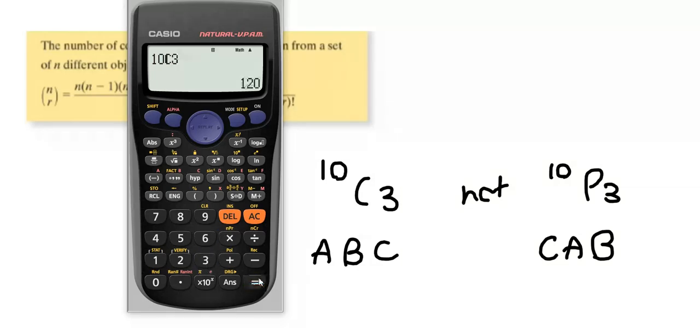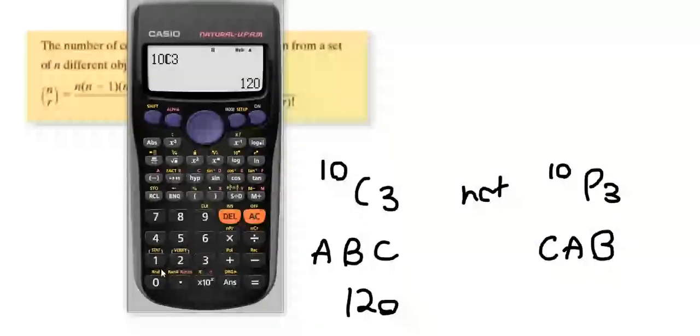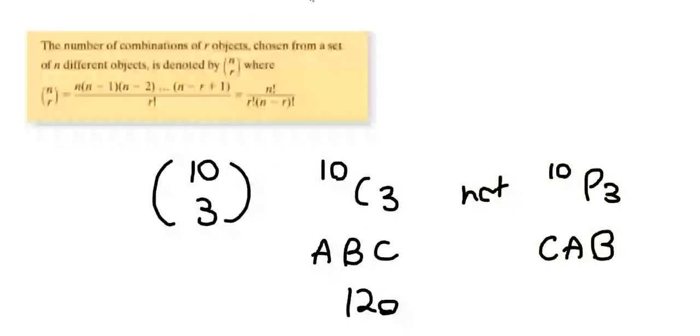3. 120, is that all right? Now, what would you expect the P answer to be? Too big or too small? Why is it too big? You can put them any way you want. So that's why there are so many more different combinations.